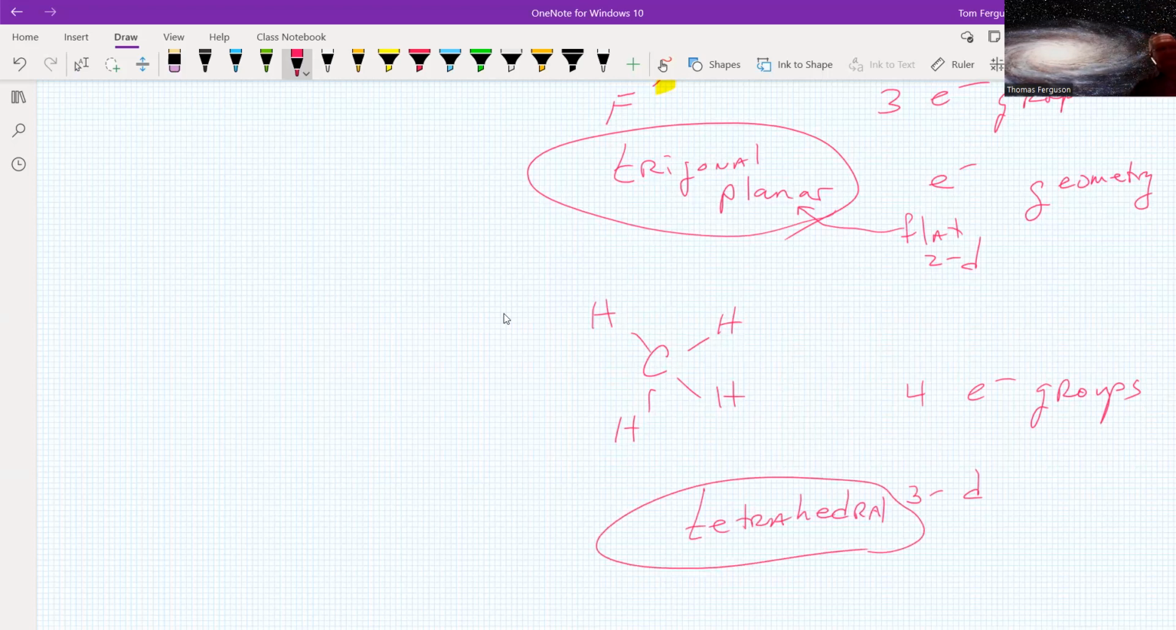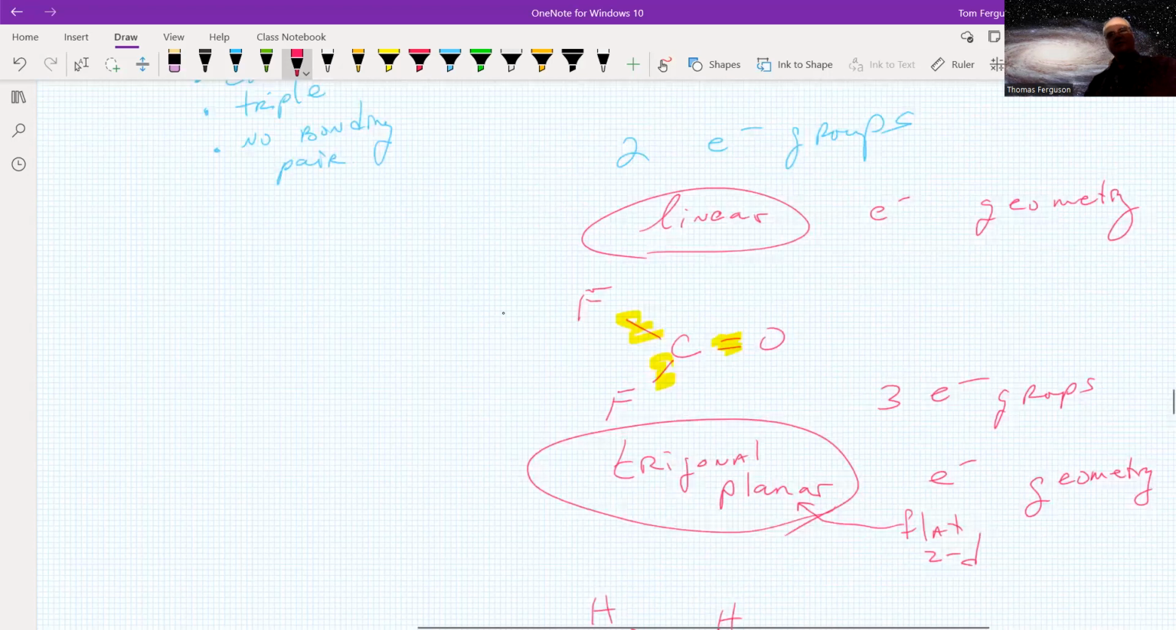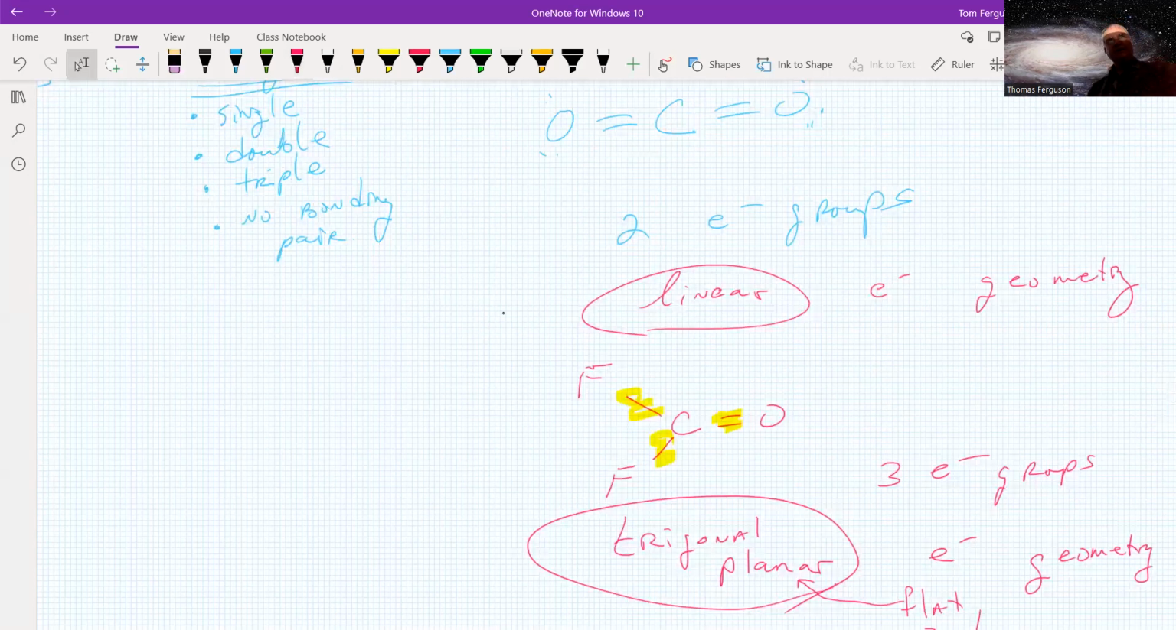Okay, so we have three kinds of electronic geometry: linear, trigonal planar, and tetrahedral. Trigonal, remember, is three, flat.